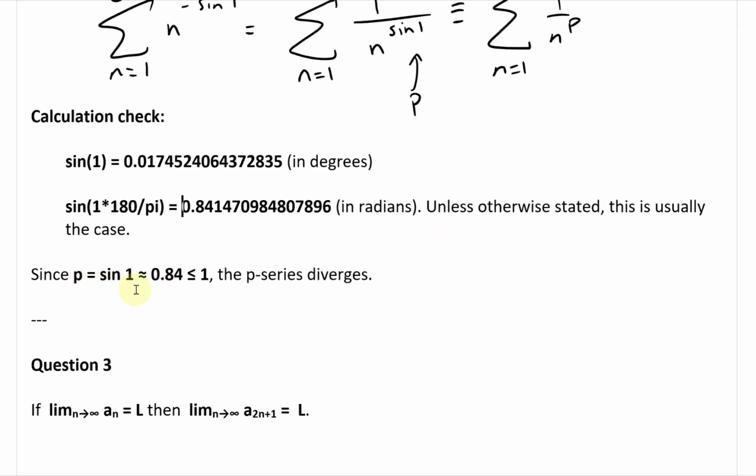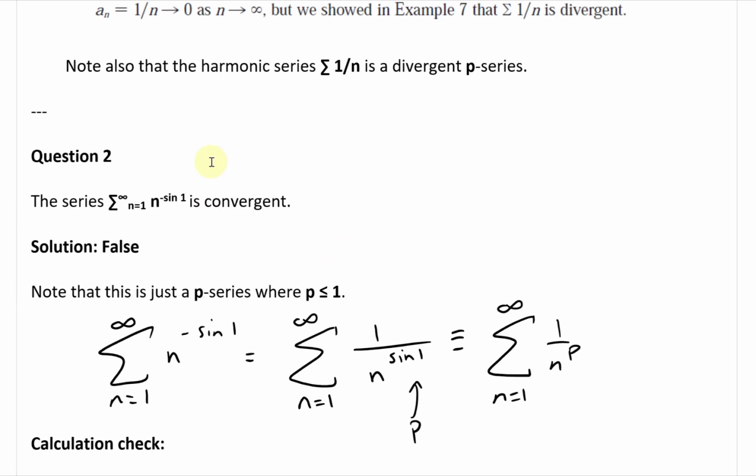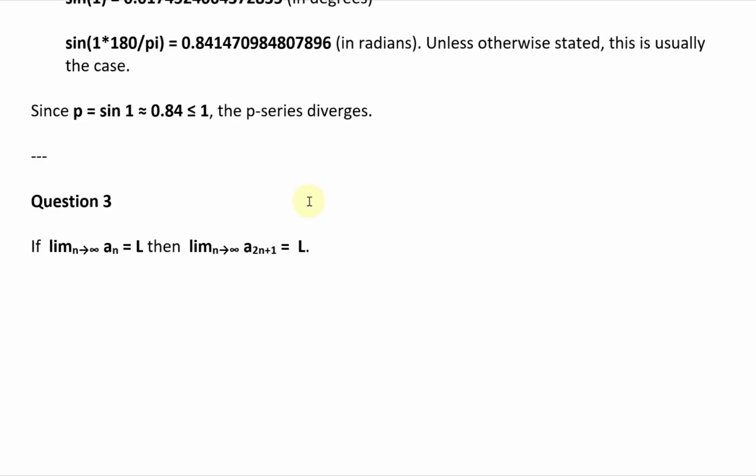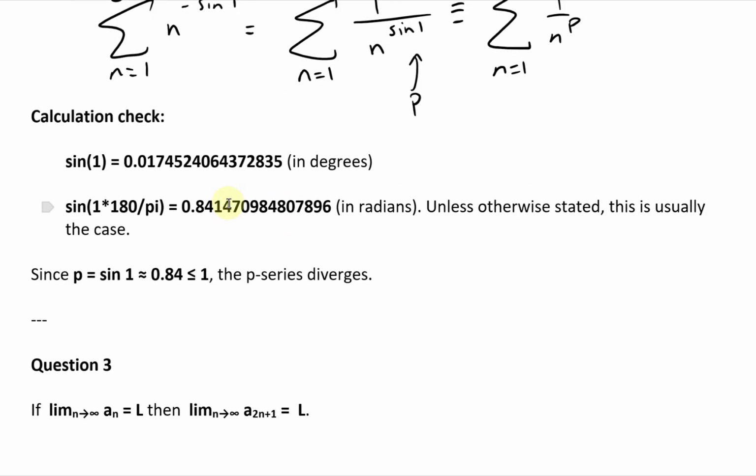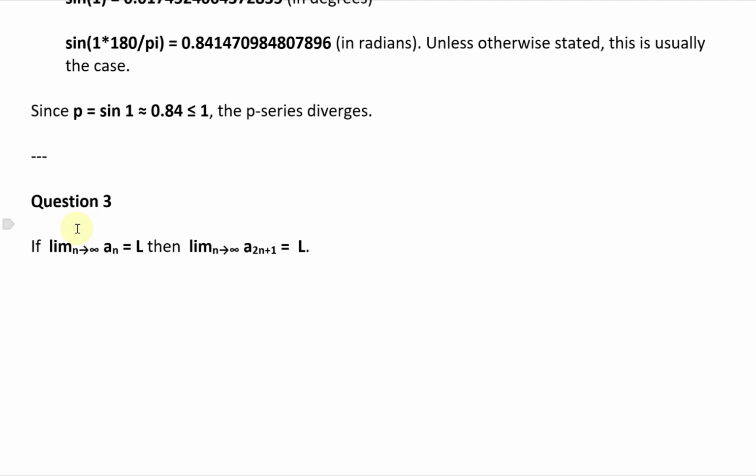So p equals sine 1, which is approximately 0.84, which is less than or equal to 1, and this p-series diverges. So this is false. It is actually divergent, not convergent. So it's very interesting. All right, so now let's continue further and look at question 3.